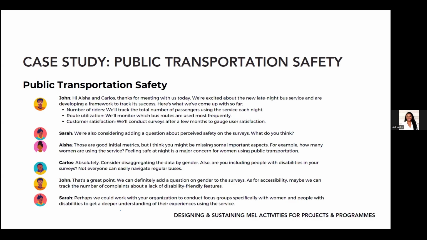Does anyone else have thoughts or observations or even experience with the programs that they have worked with, on things that could be barriers to sustaining MEL systems and activities?